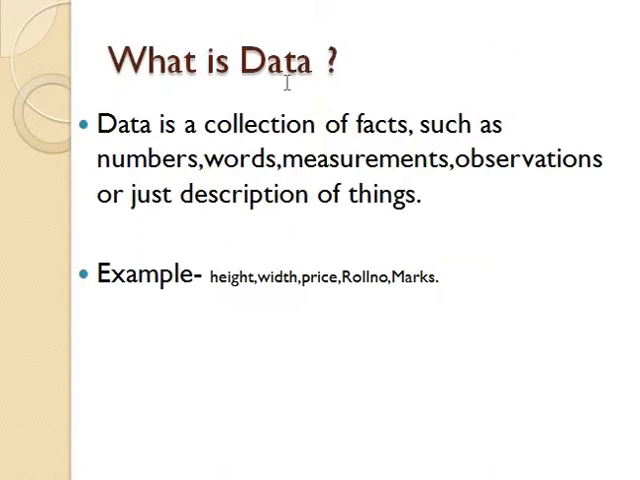Data are plain facts. It can be anything like the name of a person or a place or a number. Data is the name given to basic facts and entities, such as names and numbers. Common examples are height, weight, price, roll no, and marks. There can be even more. I think you can easily guess that. So we can say that data is a collection of facts such as numbers, words, measurements, observations, or just descriptions of things.